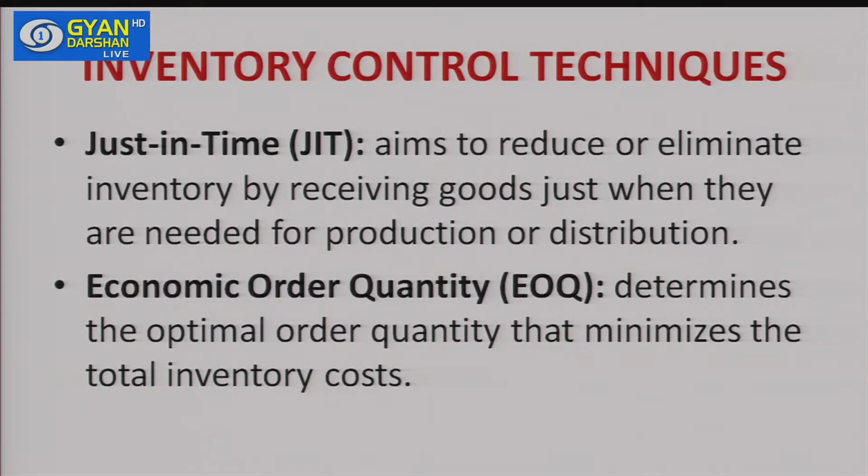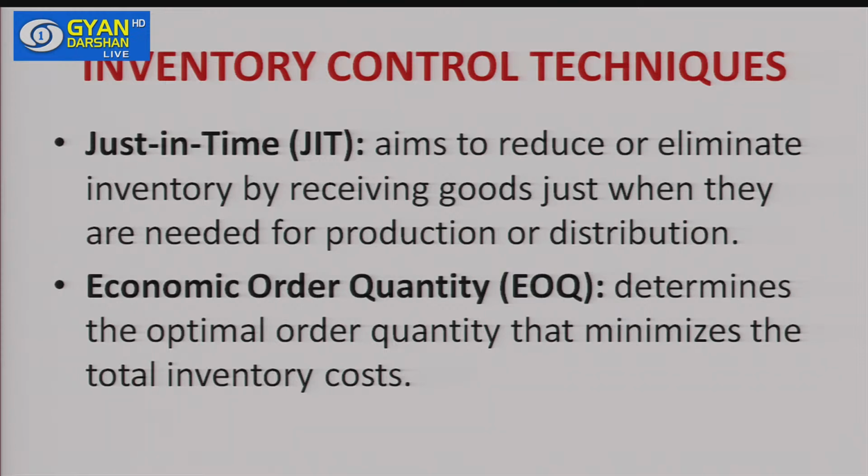Now we have also studied several inventory control techniques. The first example is just-in-time. This is basically not a technique but a philosophy which aims to reduce or eliminate wastage in inventory. Its concept is that you have the inventory as and when it is required. You need not keep a huge amount of inventory. So it becomes a technique also.